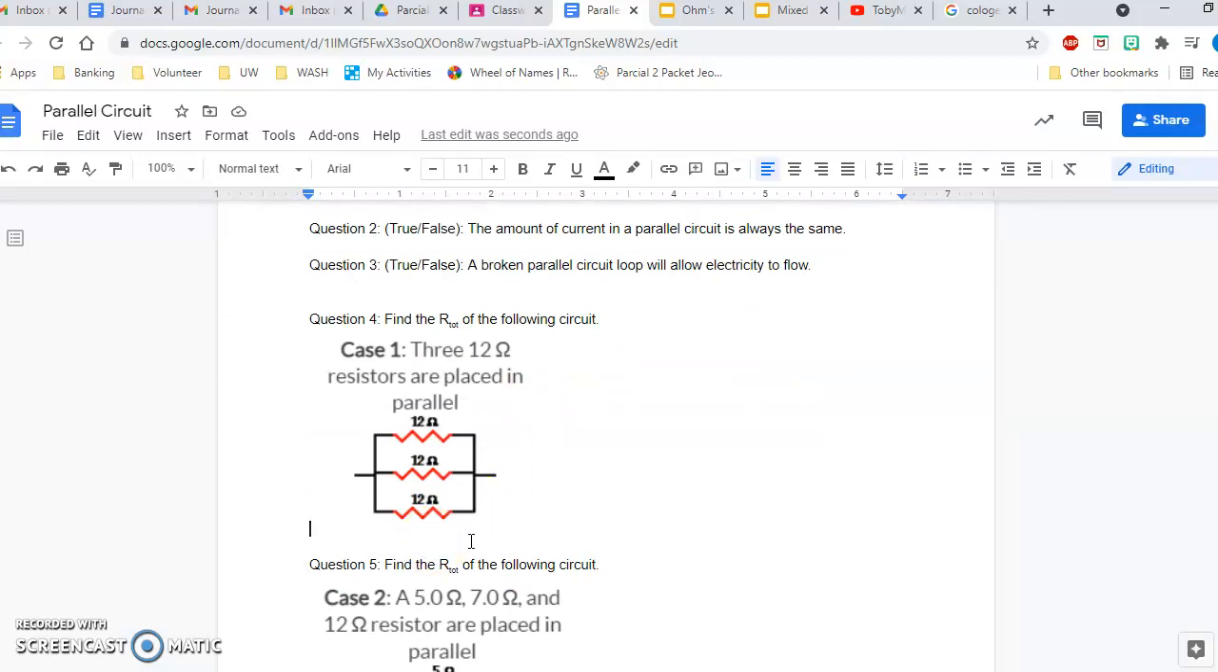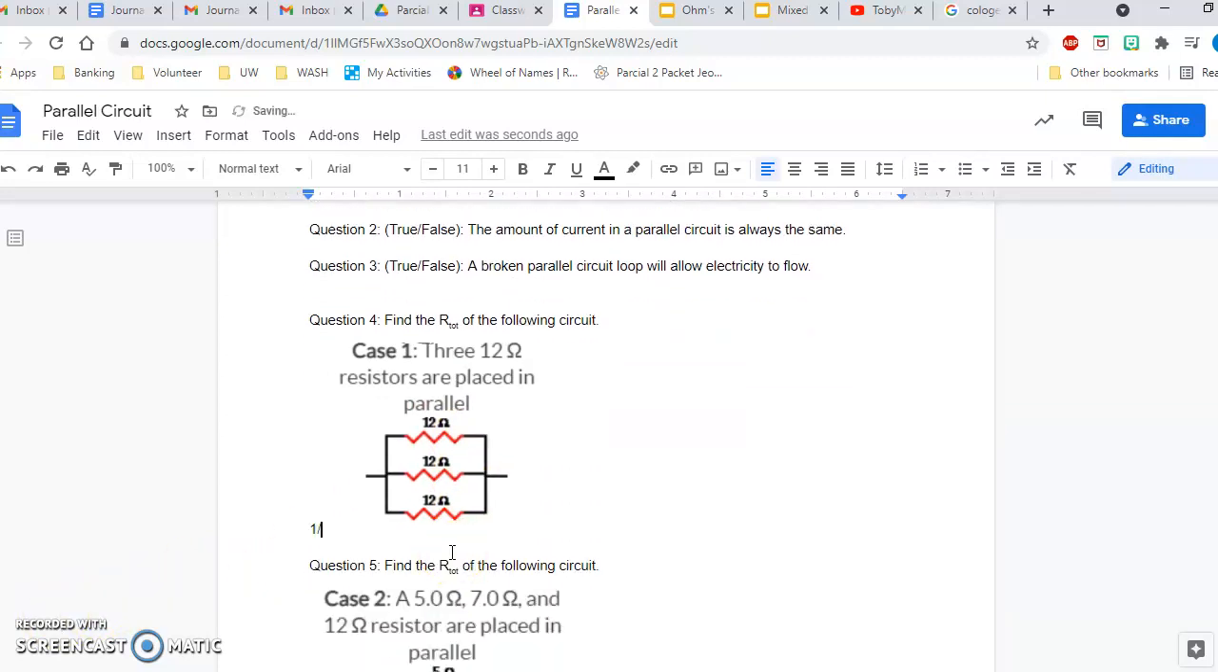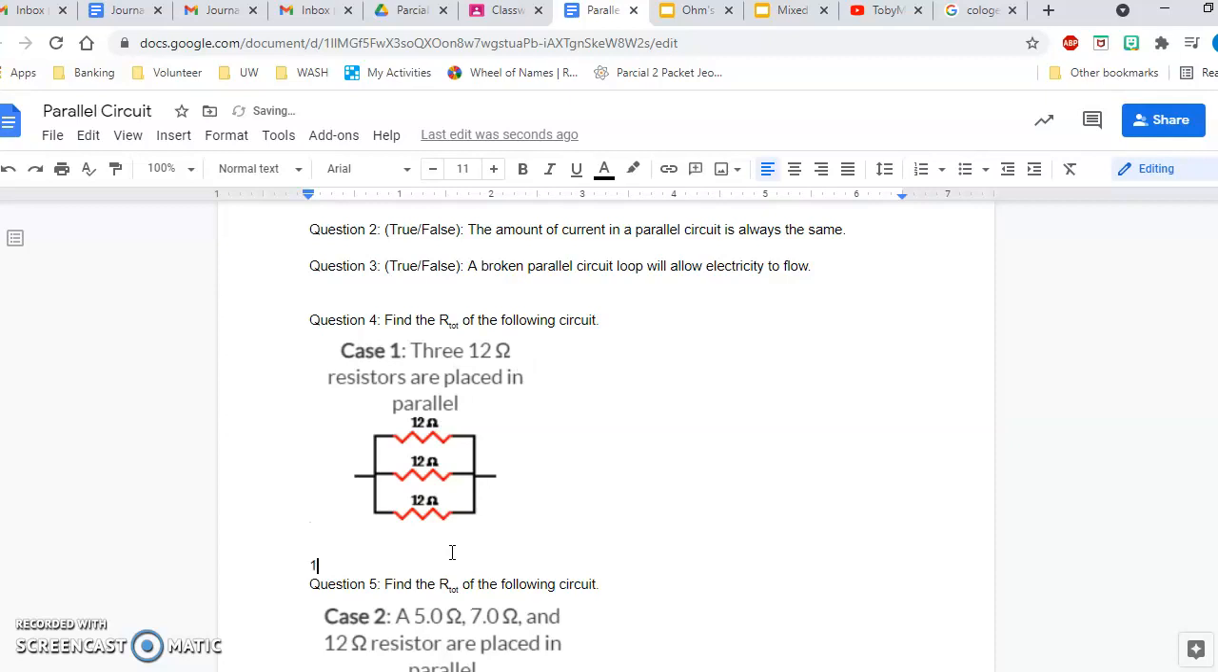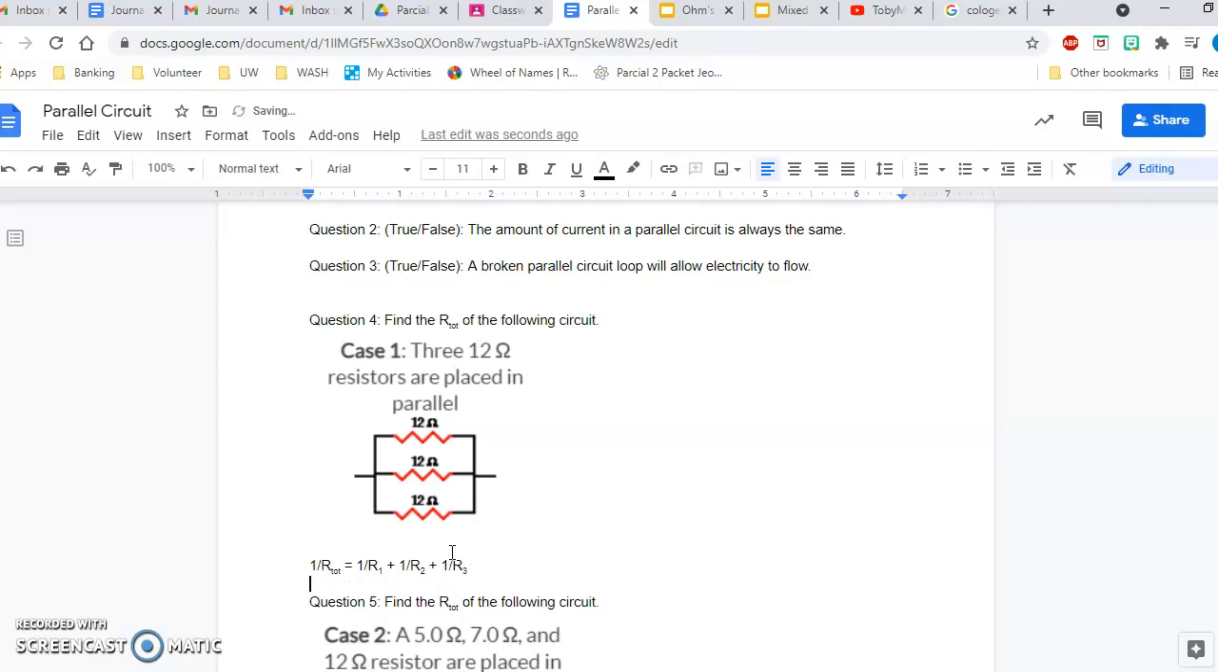So we're going to say that 1 divided by R total is equal to 1 divided by R1 plus 1 divided by R2 plus 1 divided by R3. And the nice thing about this is we can name any one of these resistors R1, R2, or R3. So they're all equal to 12.